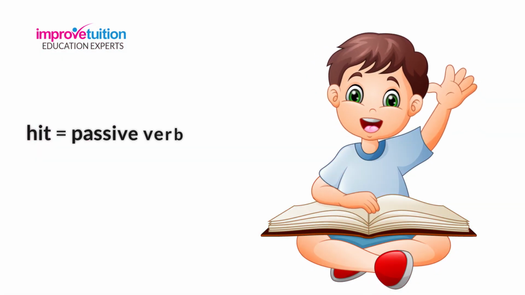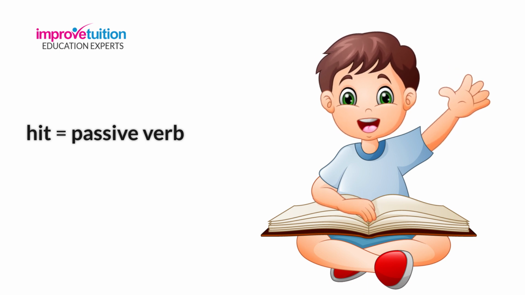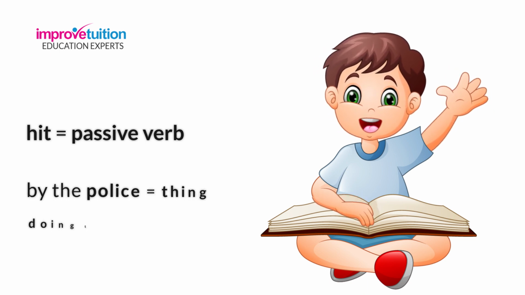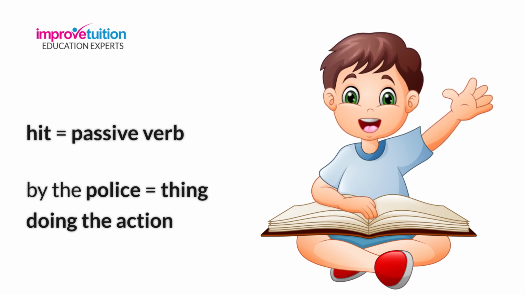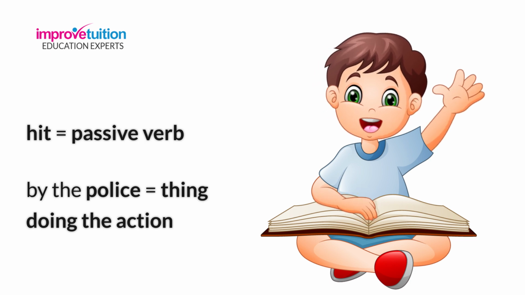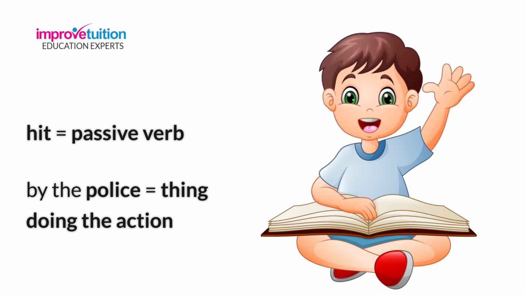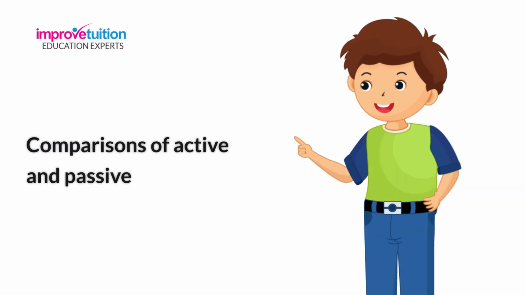So let's look at the verb hit, which is in the passive. By the police is the thing doing the action. So it was the police that was doing the action. Whereas the police was the subject in the active, now it's not.